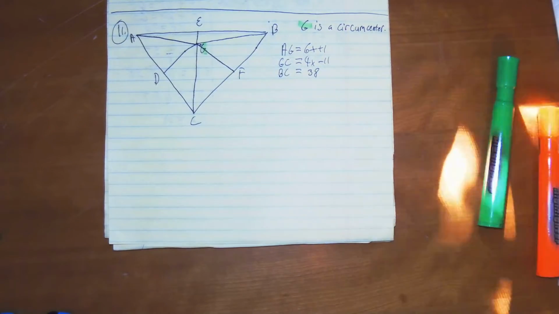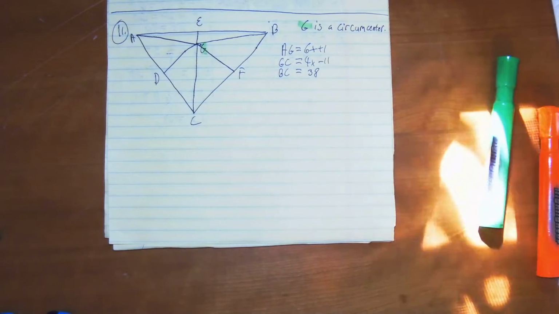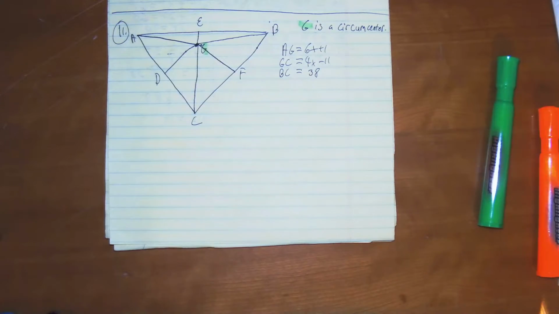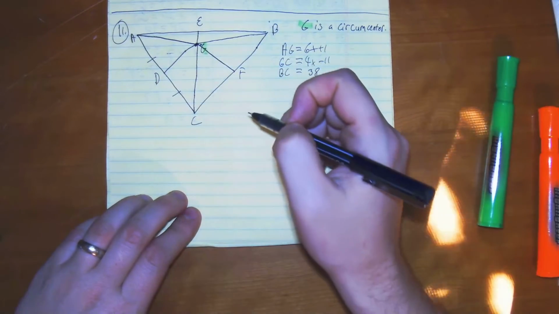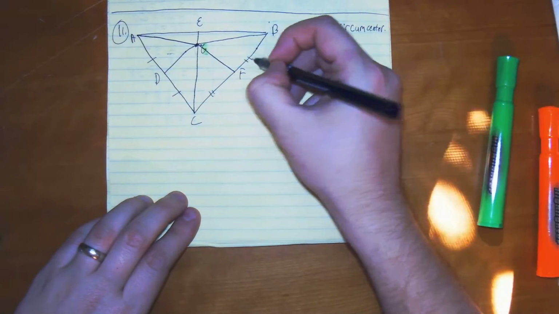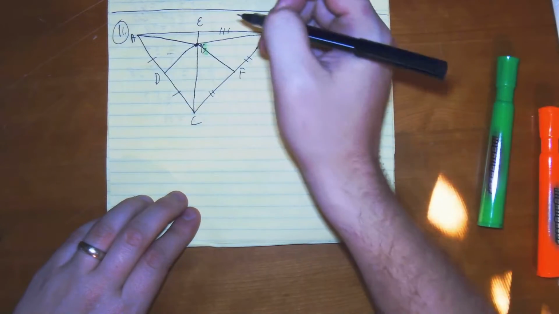We're looking at number 11. Number 11 says G is a circumcenter. That means it's the center of perpendicular bisectors. As a result, we have AD is equal to DC. We have, what else? We have CF is equal to BF. Then lastly, we have EB is equal to AE.